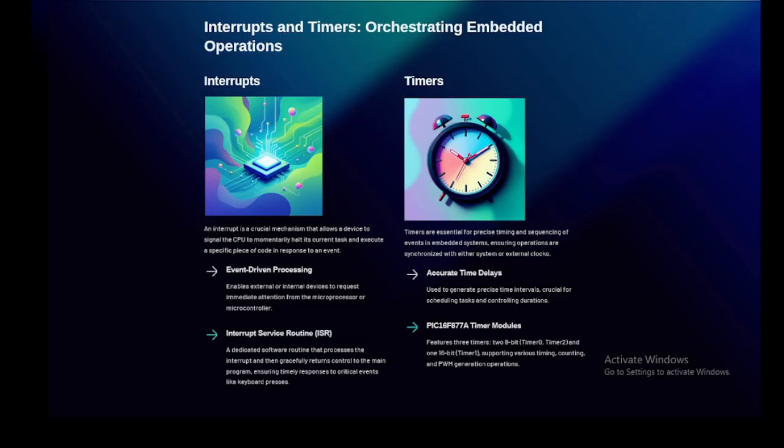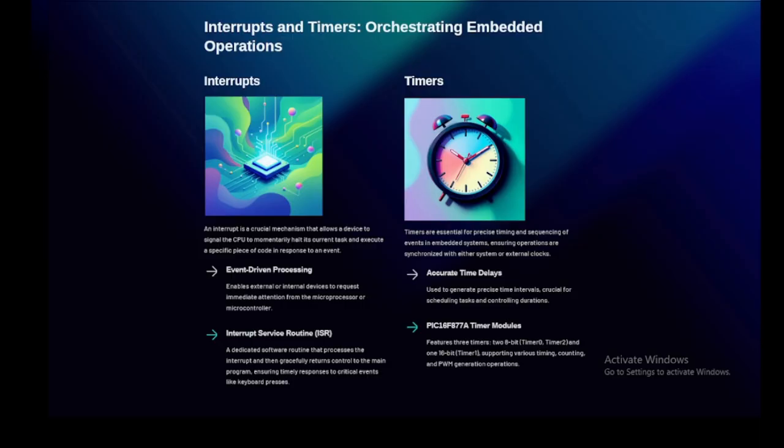Interrupts. An interrupt is a crucial mechanism that allows a device to signal the CPU to momentarily halt its current task and execute a specific piece of code in response to an event. Timers are essential for precise timing and sequencing of events in embedded systems, ensuring operations are synchronized with either system or external clocks. Interrupts are event-driven processing, enabling external and internal devices to request immediate attention from the microprocessor or microcontroller.